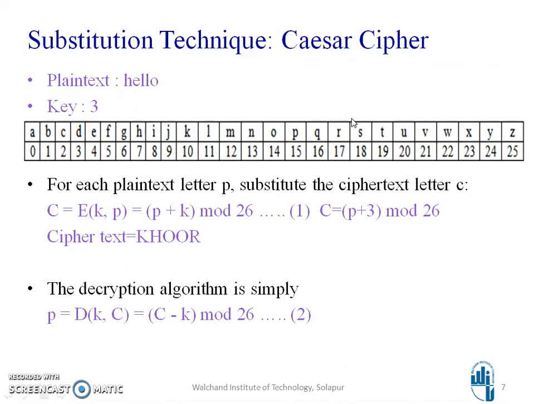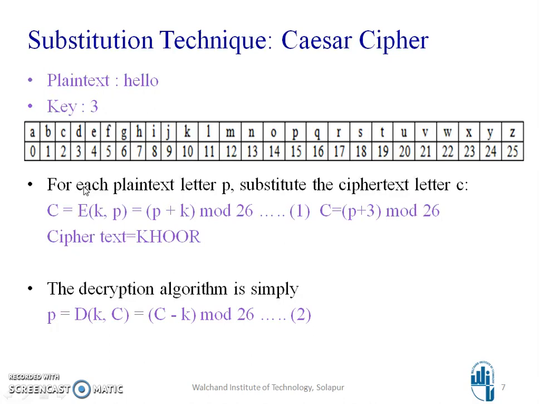Here we examine classical encryption technique, that is Caesar cipher. The earliest known and the simplest use of a substitution cipher was by Julius Caesar. The Caesar cipher involves replacing each letter of the alphabet with a letter standing k places further down the alphabet. Let's consider an example. The plain text to be encrypted is hello and the key is 3. Let us assign a numerical equivalent to each letter. So a numerical equivalent for A is 0, for B it is 1, and so on. For each plaintext letter P, substitute the ciphertext letter C.